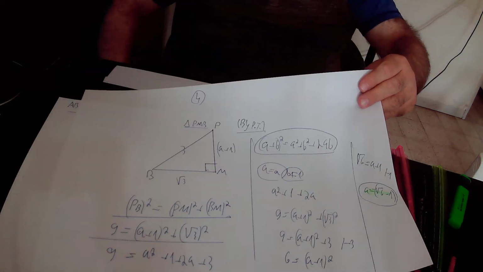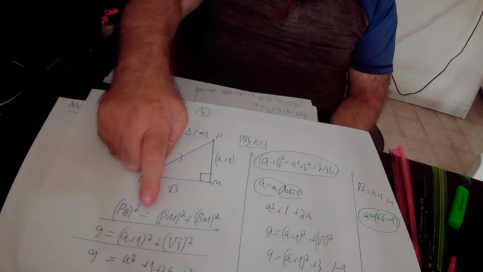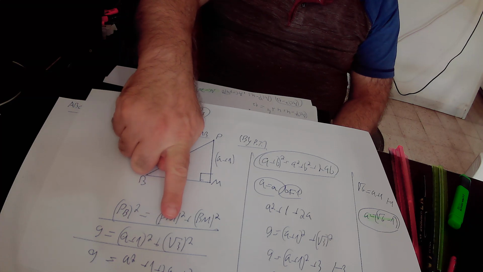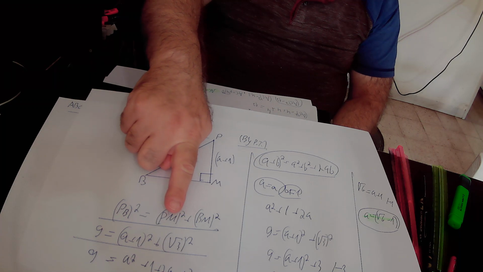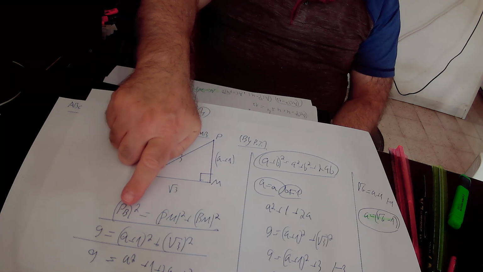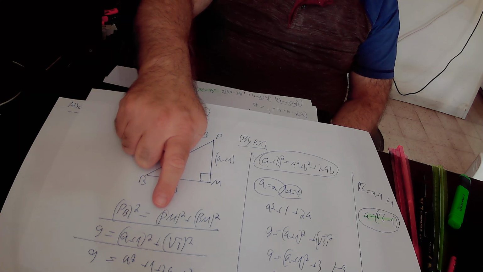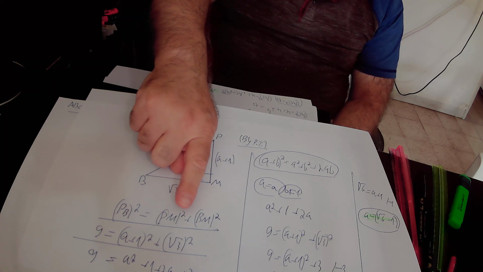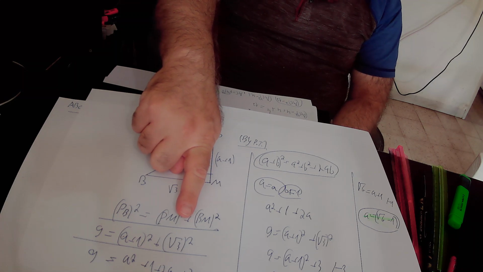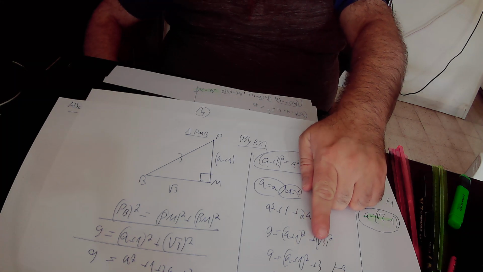So 9 equals A plus 1 square plus square root of 3 square. Square root of 3 square is 3, so in total we found out that 9 equals A plus 1 square plus 3.